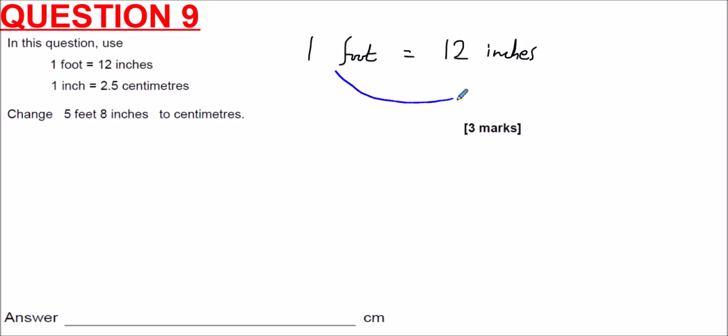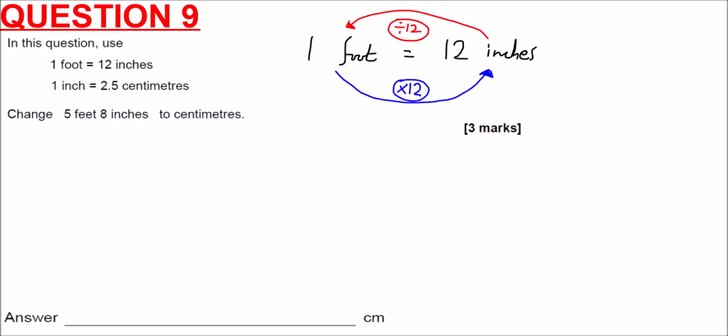If we're going from feet to inches, we're going from a small number to a bigger number. 12 is bigger than 1. And so what we'd have to do here is multiply by 12 to change from feet to inches. Again, the other way around, from inches to feet, we do the opposite thing. Opposite of multiplying by 12 would be dividing by 12.